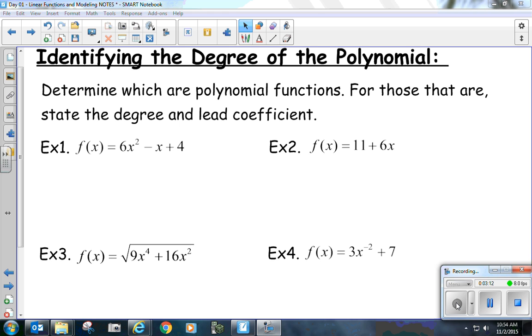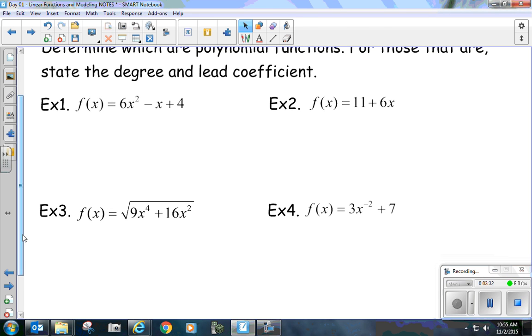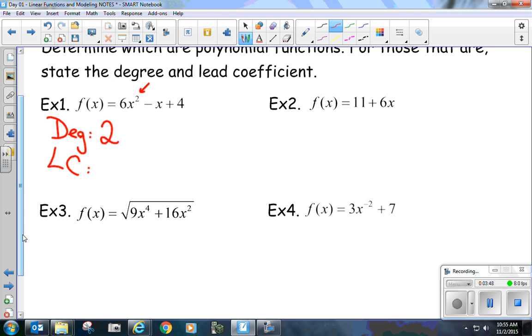All right, so let's determine which are polynomial functions. And for those that are, let's state the degree and lead coefficient. Okay? So if we can't find the degree, then we're just going to say that they're not polynomials. All right? So example 1 here, what is the degree and lead coefficient? The degree is 2 here. This one is a degree of 2. Now, what's the lead coefficient? I'll say LC. Well, it would just be 6. Coefficient is a number in front, so lead coefficient is 6. All right?